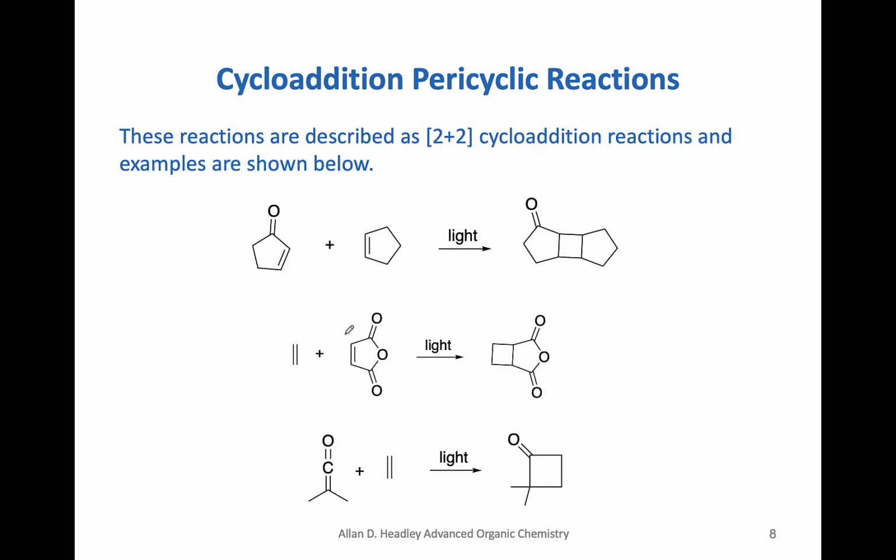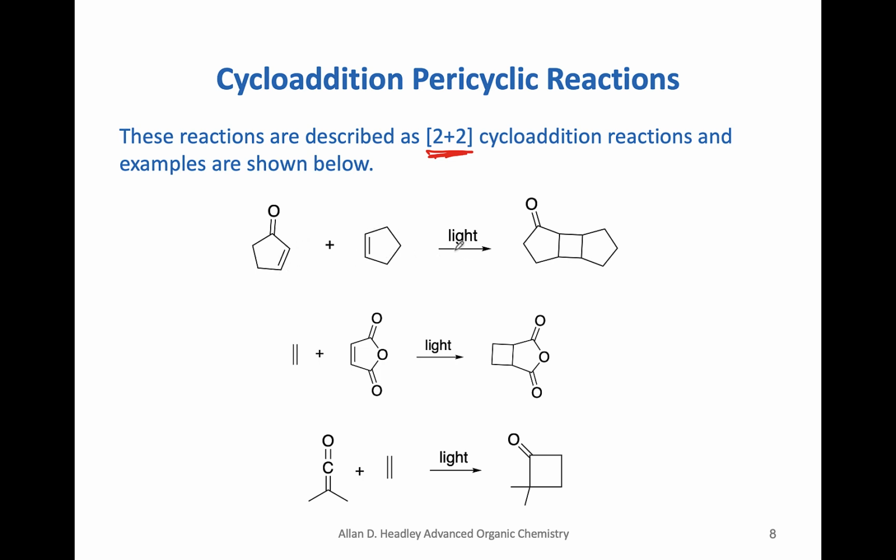So here are some reactions. These reactions are described as 2 plus 2. Why 2 plus 2? Because one reactant has 2 pi electrons and the other reactant has 2 pi electrons, so it's described as a 2 plus 2. Remember, for these pericyclic reactions, we are mainly concentrated on the pi electrons. So let's look at this. Here's a 2 and here's a 2.